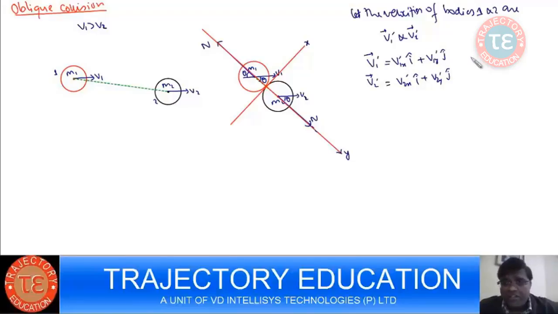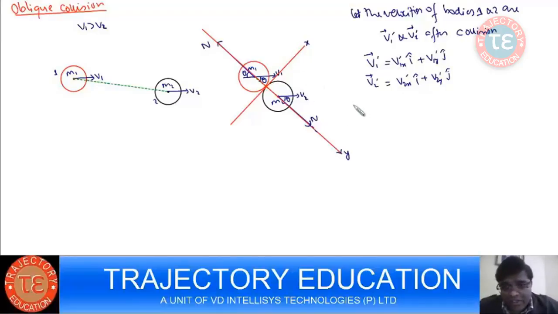So these are the velocities after collision. I must write it better. It's very cold over here, right? Severe winter. My hand is not working. So it's a collision, right? So the velocities are v1 dash and v2 dash after collision. V1 dash is v1x dash i plus v1y dash j, where the x and y axes are like this, right?